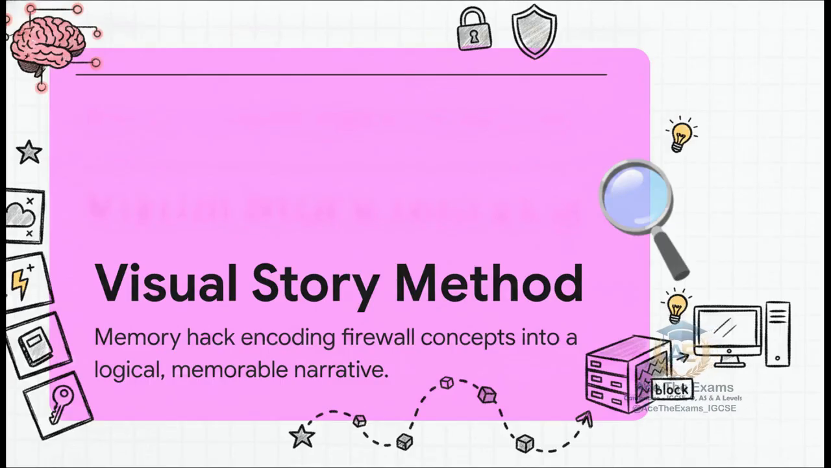So, under the intense pressure of an exam, recalling these exact procedural steps flawlessly can be incredibly tough. Your mind goes blank. That's why we recommend the visual story method. This is a powerful memory hack. You encode complex firewall concepts by creatively transforming procedural steps into a memorable logical narrative. Imagine the firewall as a literal bouncer at the door of an exclusive club. Visualizing the data flow, the packet filtering, and the stateful inspection mechanics as a vivid continuous story anchors that technical terminology in your brain. When the exam clock is ticking down, you don't panic. You just remember the story and the terminology naturally follows.